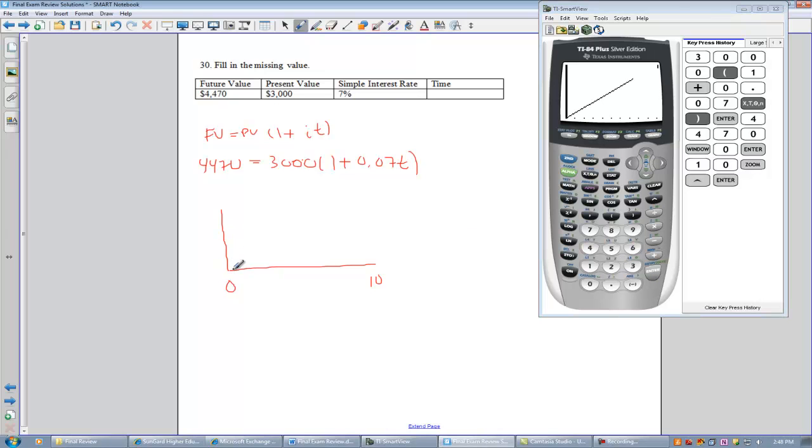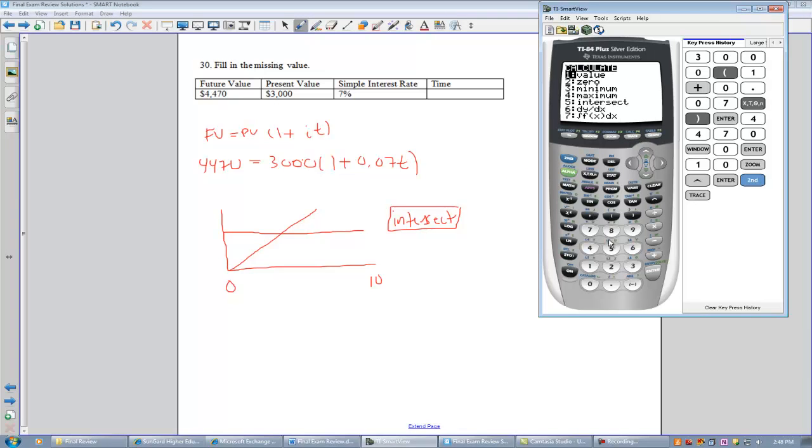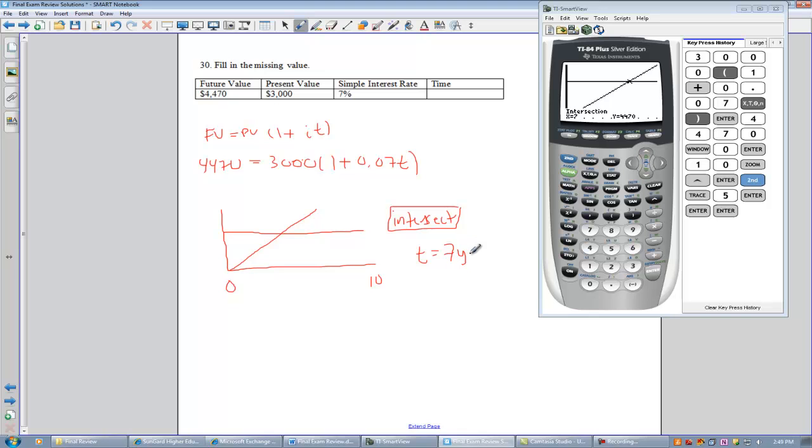And so I get a line, and then there's the horizontal line, which represents 4,470. And to find where they cross, where they intersect, I'm going to use the intersect button. So I hit second, trace, go down to number 5, which is intersect, and just hit enter 3 times. And I get x equals 7 and y is 4,470. So x is actually my t, it's my input. So t is equal to exactly 7 years.